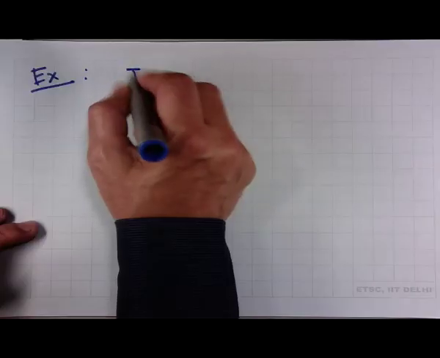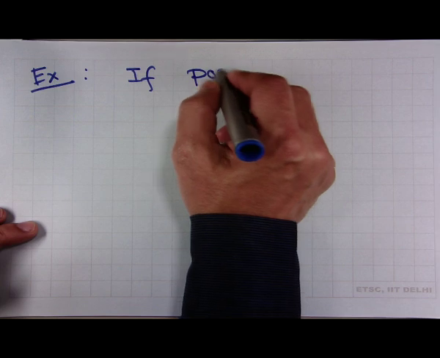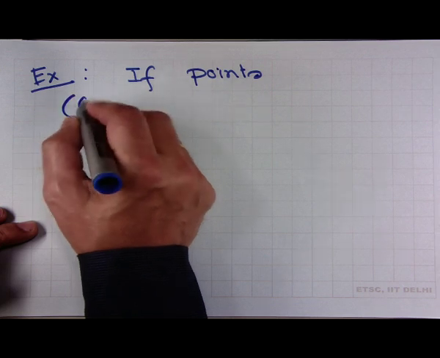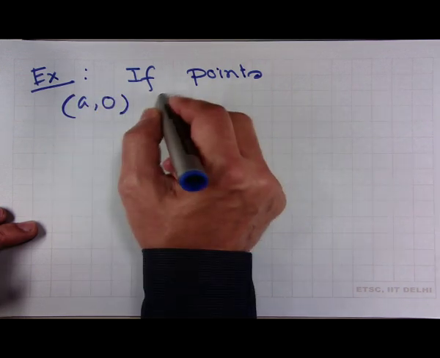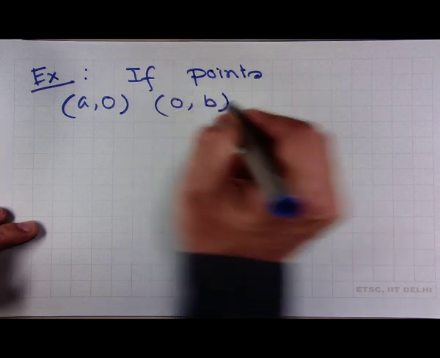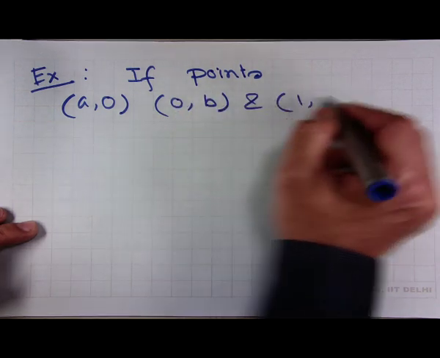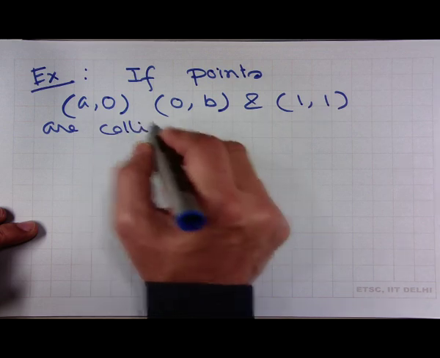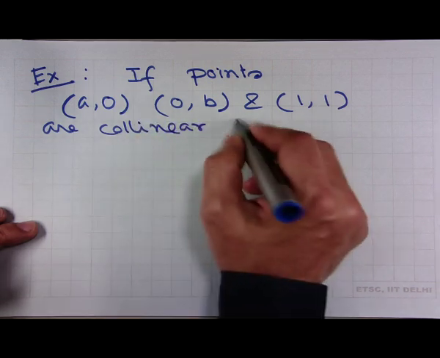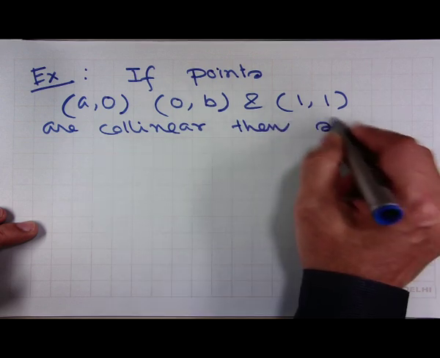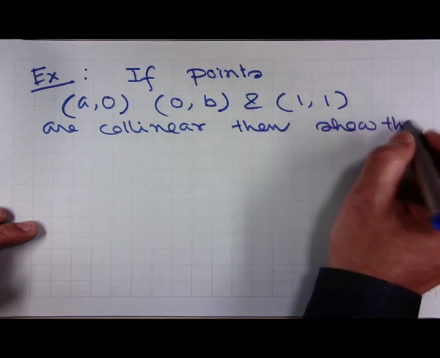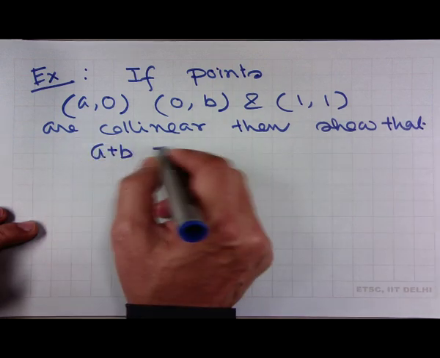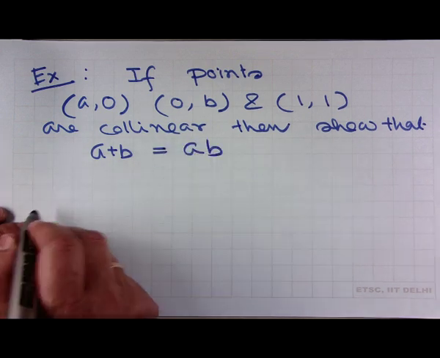Another example: if points A, 0; 0, B; and 1, 1 are collinear, then show that A plus B is equal to AB.